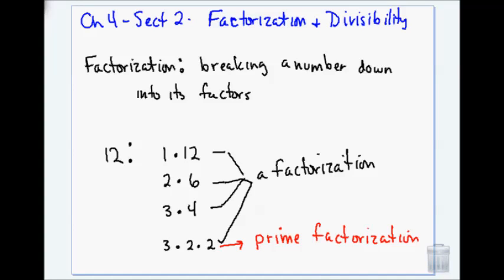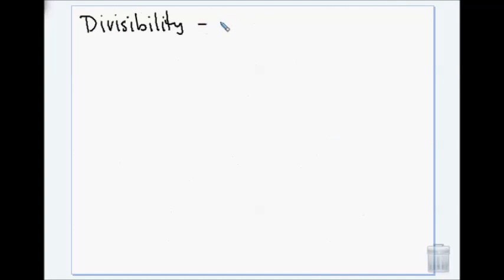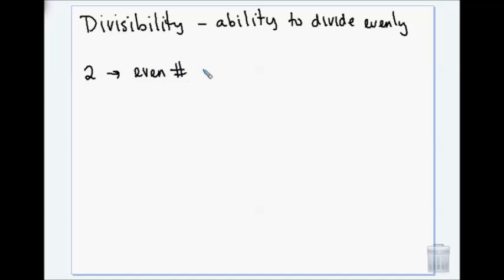A little bit earlier. Divisibility is the ability to divide evenly. And there are some rules of divisibility that will help you to know if something will divide evenly or not. So, for example, if you want to know if it'll divide by 2, it has to be an even number. So it ends in 0, 2, 4, 6, or 8. Any number, no matter how large or small, that ends in one of these digits will divide by 2.